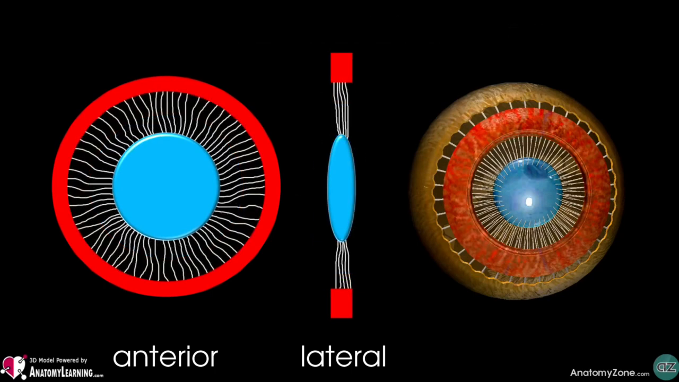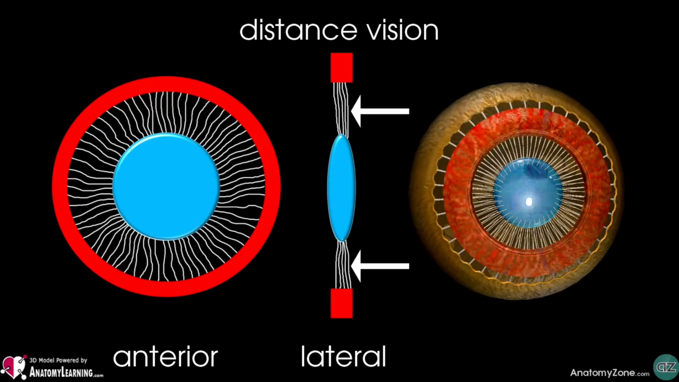Conversely, when the ciliary body is relaxed, the diameter of the ciliary body is greater, which means the zonular fibers are held tight, pulling the lens flat. This optimizes the lens for long distance vision. In addition to adjusting the lens shape, the ciliary body also contributes to the formation of aqueous humor.